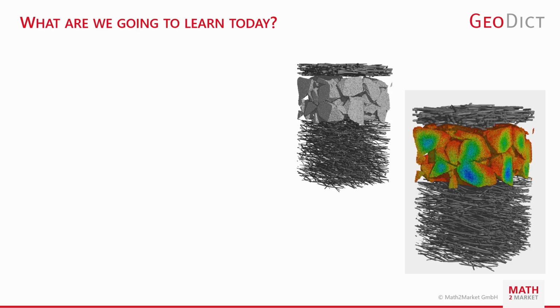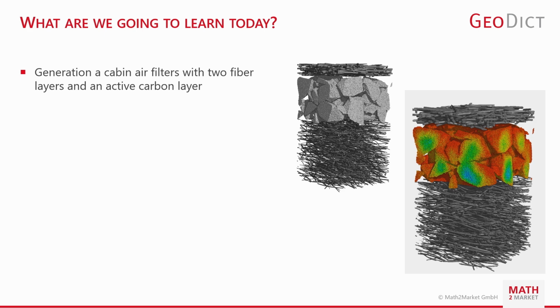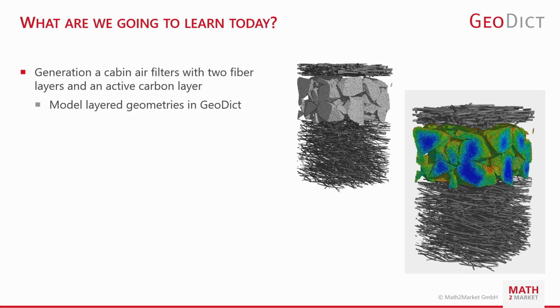So what are we going to learn today? As you can see here, we have a structure with multiple layers. We look at the generation of a cabin air filter with 2 fiber layers and an active carbon layer. So we're going to model the layer geometries in GeoDict. As I said, we have 2 fiber layers, which we're going to model with FiberGeo. And we have an active carbon layer, which is kind of grains, so we're going to use GrainGeo. As you notice, there's a geo at the end of the modules, which means those are structure generators.